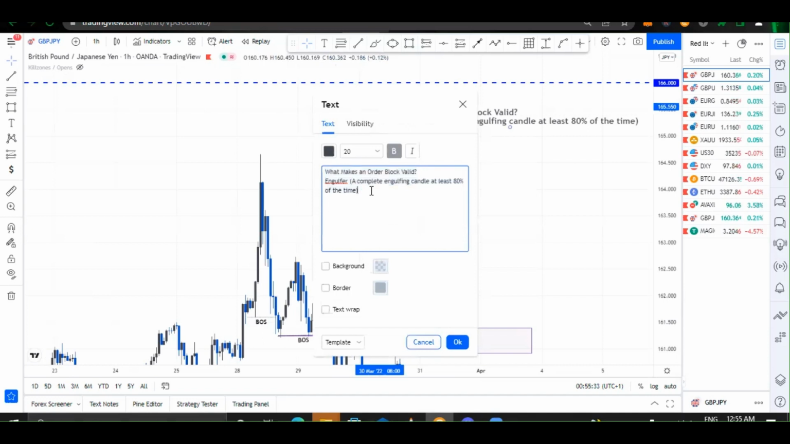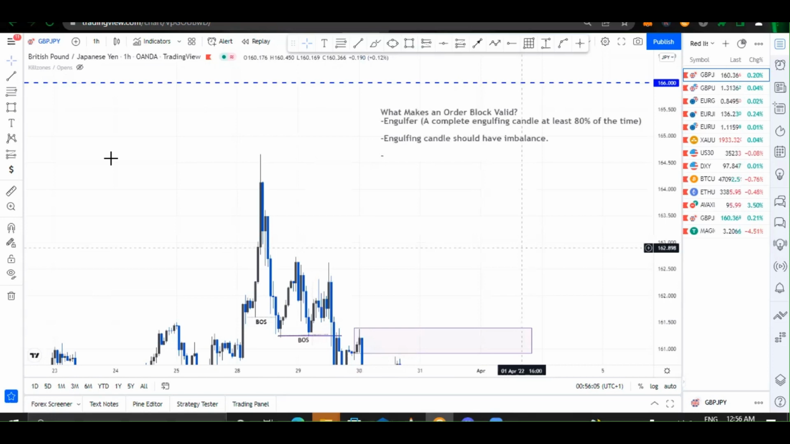Let me put this thing there so it gets clearer. Next is, let me give space. It should have imbalance. Engulfing candle should have imbalance. Okay? Now, what is that imbalance? I know a lot of you don't know what imbalance is.